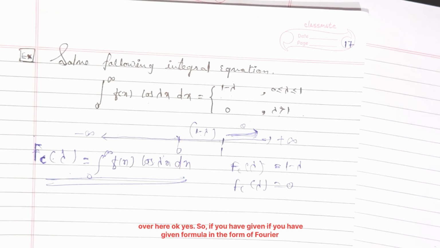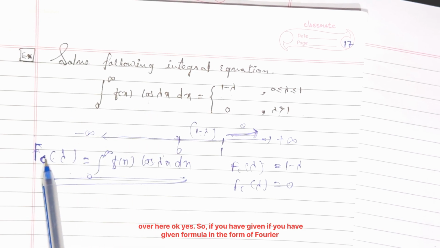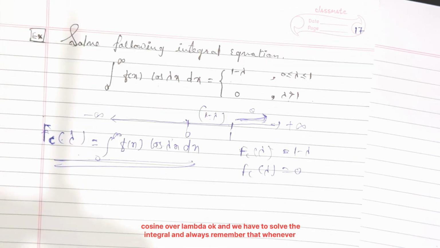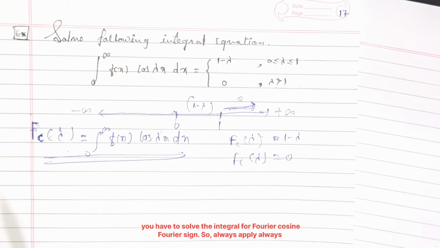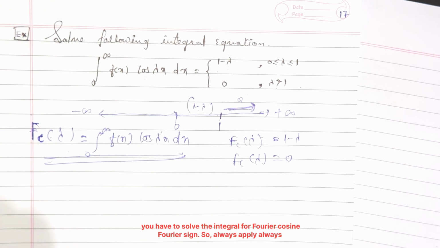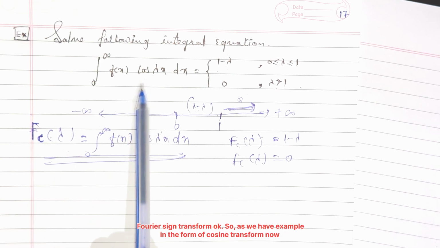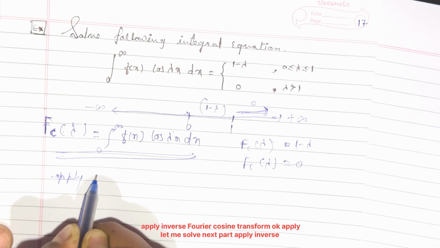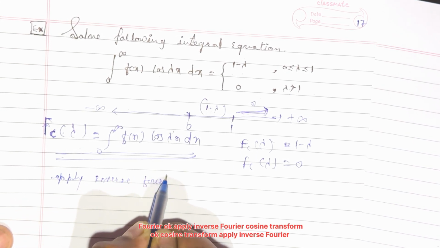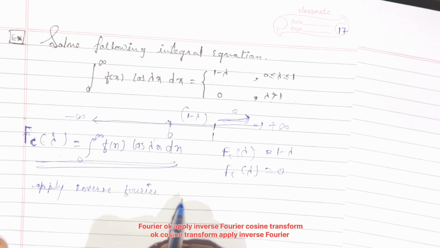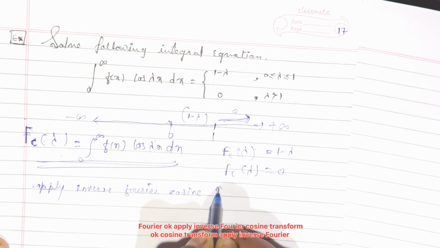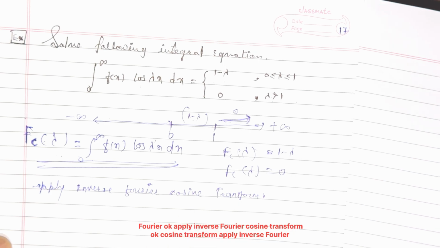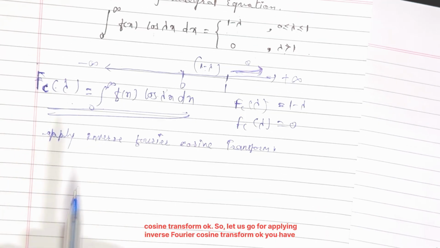So if you are given the formula in the form of the Fourier cosine transform of lambda and you have to solve the integral, always remember that for Fourier cosine or Fourier sine, you apply the inverse Fourier cosine transform or the inverse Fourier sine transform. As we have this example in the form of the cosine transform, apply the inverse Fourier cosine transform. So let's go for applying the inverse Fourier cosine transform.